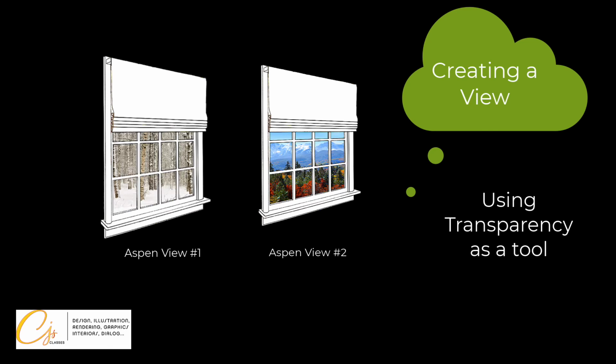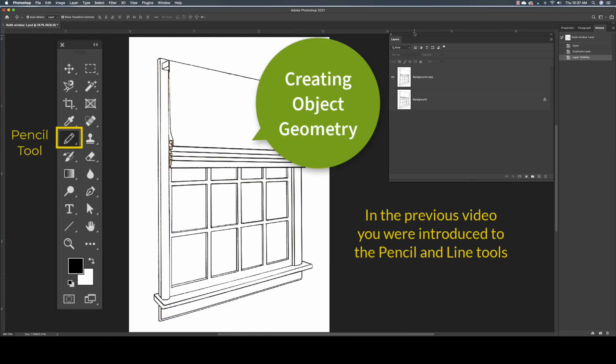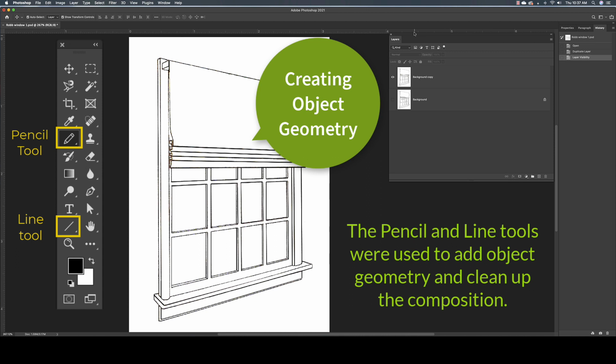In this video tutorial, we'll be creating a view by using transparency as a tool. In the previous video, you were introduced to the pencil and line tools. These tools were used to add object geometry to the layout and clean up the composition.